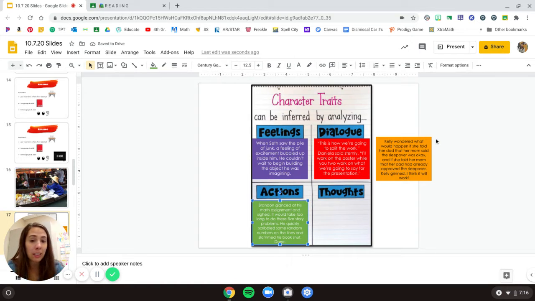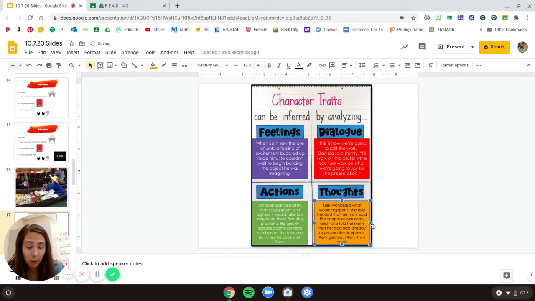Now let's work on Kelly. Kelly wondered what would happen if she told her dad that her mom said the sleepover was okay, and if she told her mom that her dad had already approved the sleepover. Kelly grinned. "I think it will work." That one is definitely under thoughts, because Kelly's thinking about it. She's wondering. It's another word for thinking.